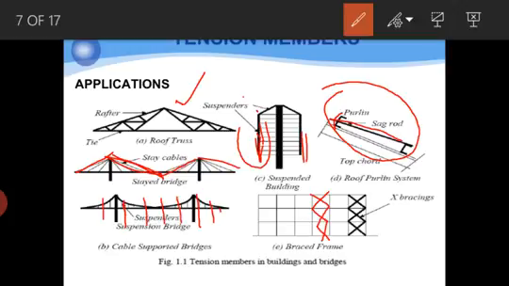In a system of structures, not only tensile forces will be acting, but there are other forces too, like compression forces and torsion. But whichever members are carrying tension, those members are to be designed as tension members. And whichever members are carrying compressive forces, those members are to be designed as compression members.